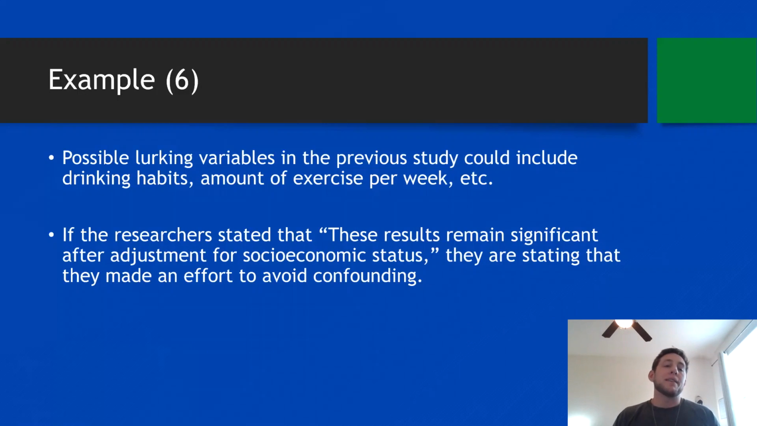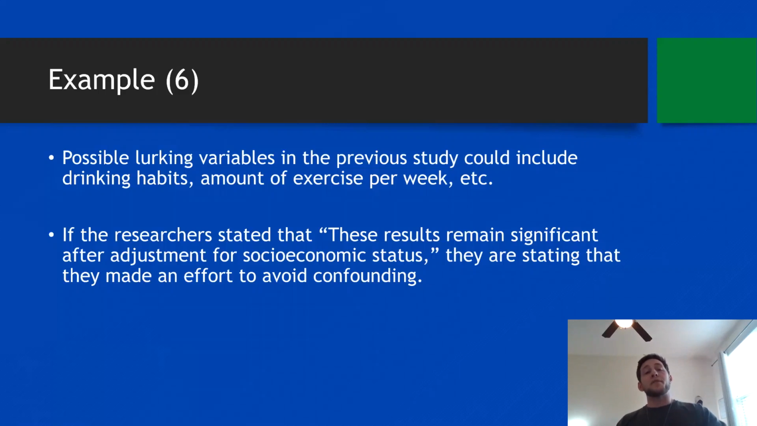For example, possible lurking variables in the previous study could include something like drinking habits. What's the caloric content of your drinks? It could be the amount of exercise per week. We didn't even consider if these kids were active or not. If you're just playing video games versus a marathoner. And more that you could probably name.